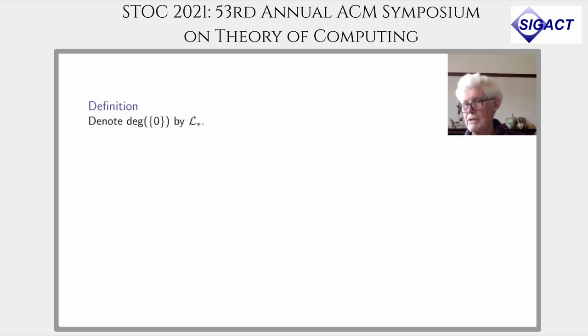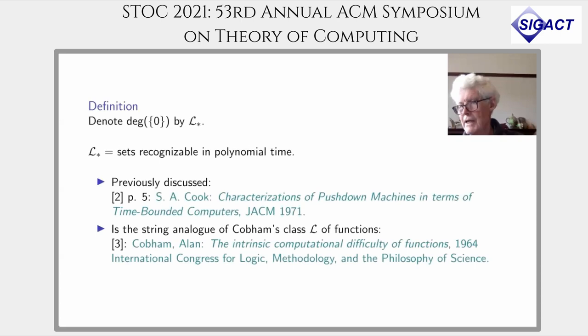Definition: we denote degree 0 by L star, that is, the polynomial time degree, where 0 denotes the zero function. Here L star is the class of sets recognizable in polynomial time. L star was discussed in reference to page 5 and is the string analog of Cobham's class L of functions. Anyway, see slides 2 and 3.